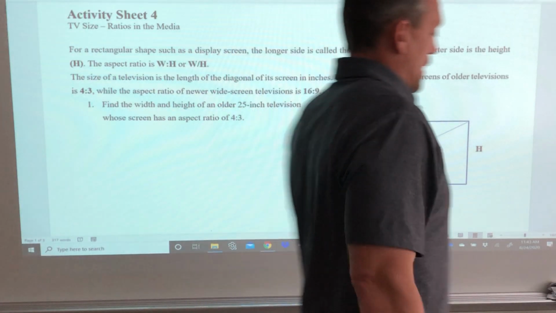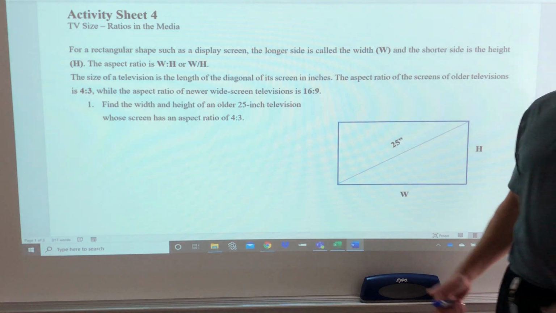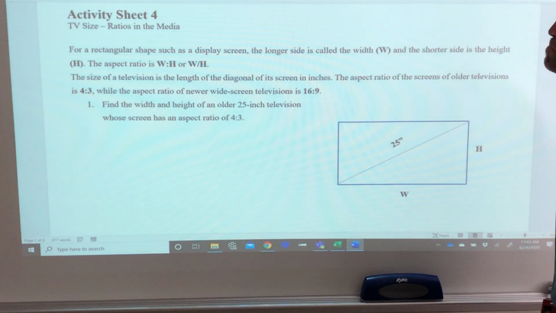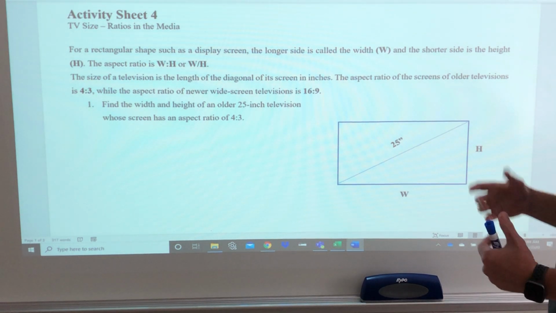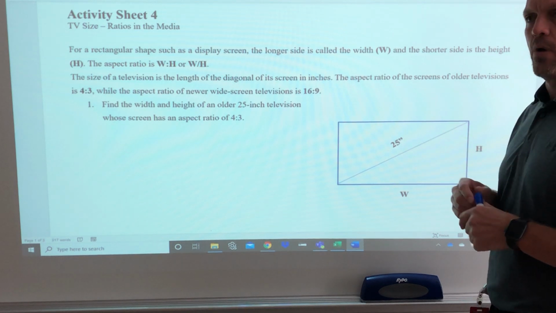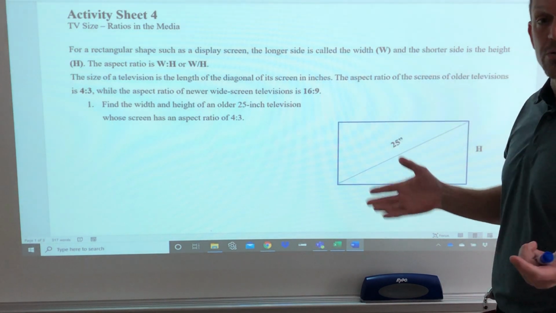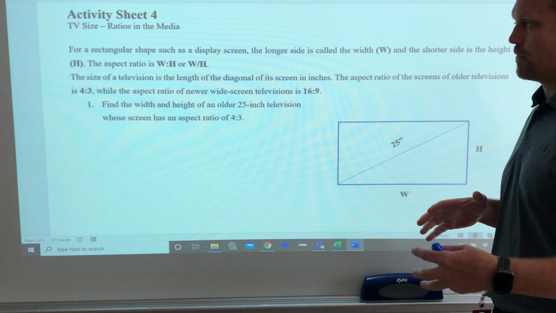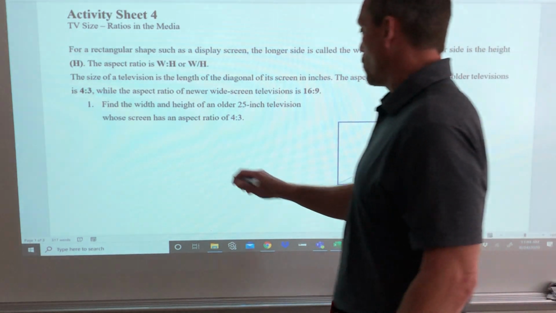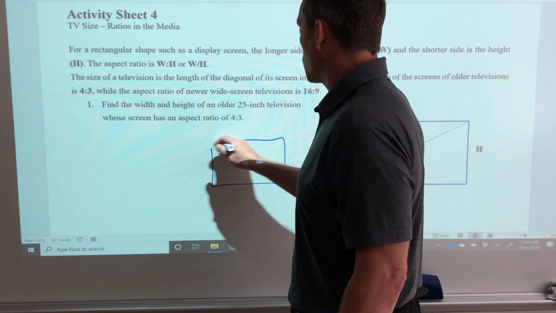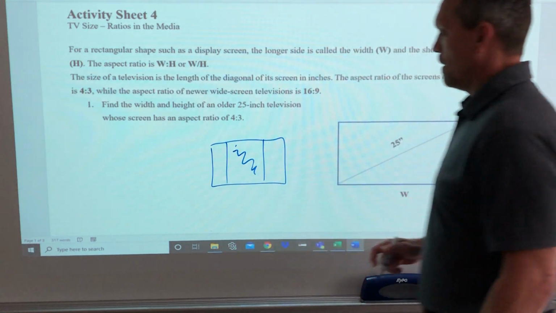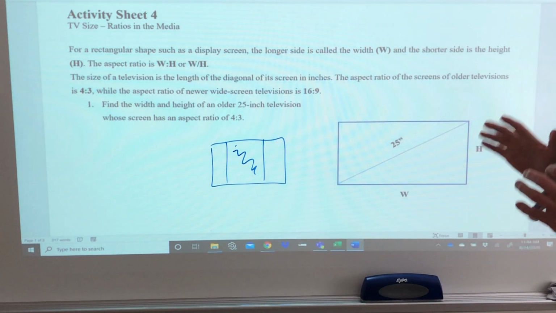All right, fellas, ladies, gentlemen, boys and girls, we're going to do activity sheet 4, TV size, so ratios in the media. By doing this, what we're going to be looking at is basically, if you've never seen this before where it'll say formatted to your television or this movie's formatted to your television, it depends on whether it's in widescreen or you've seen those ones on a television, like you'd watch a movie and the movie is only like in here. And that's what we're going to be talking about as far as formatting.